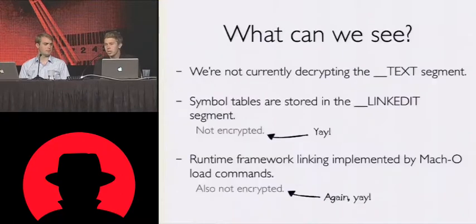So given that the text section is encrypted, what can we actually see? In our analysis, we're not currently decrypting the text section. We do have the link edit table, so we get to see all the symbols in the binary. And basically every application I've seen in the iPhone App Store is very gratuitous in the symbols that it gives us. Also, we get to see load commands that show what frameworks we're linking with at runtime.